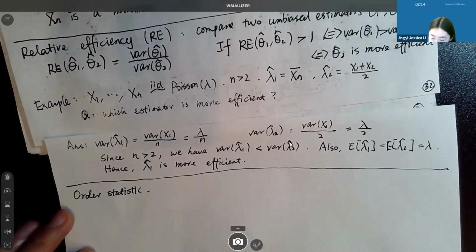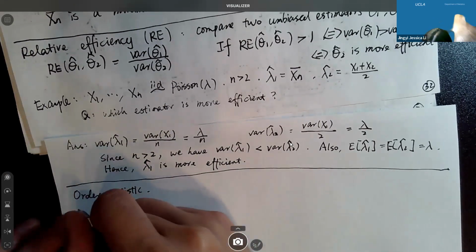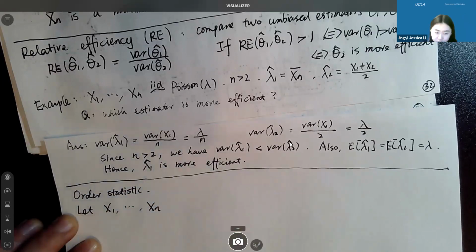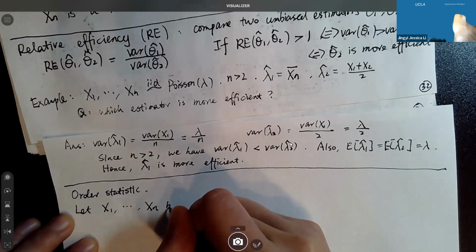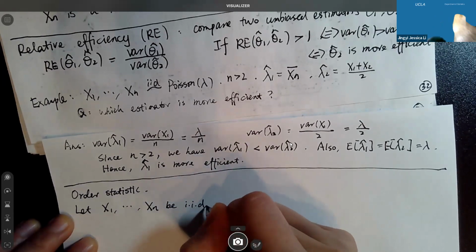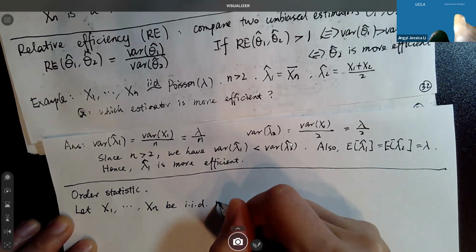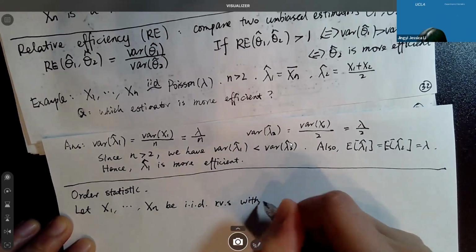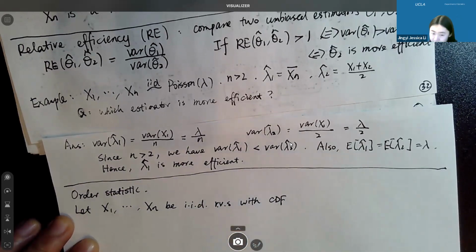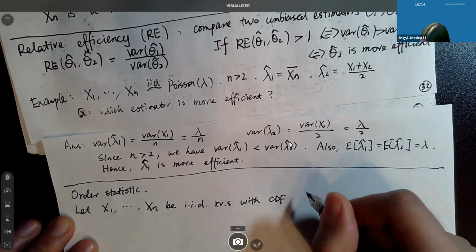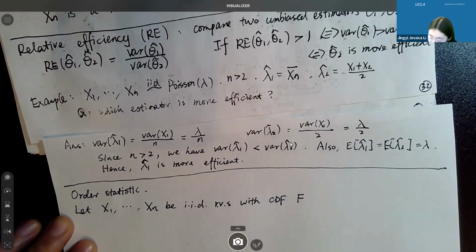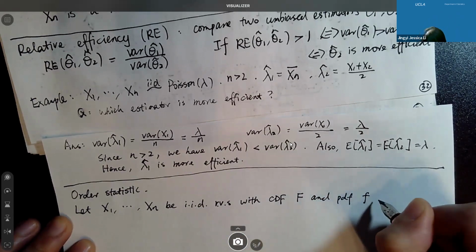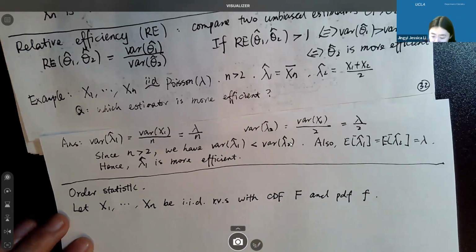Okay, so the setup is that we let x1 to xn, as we always do, be IID random variables with CDF, if you recall, the cumulative distribution function, capital F, and PDF, the probability density function, small f. These are the two functions.